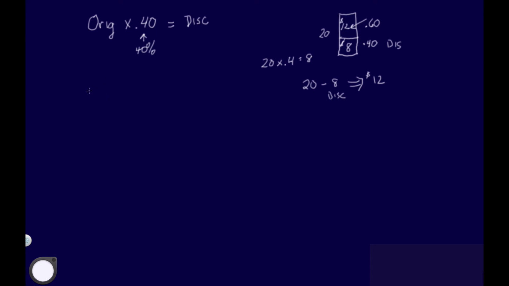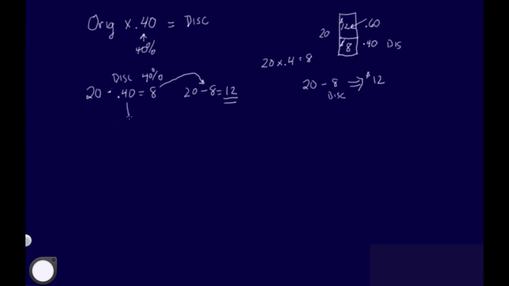Let's assume that our original price, again, was $20, and our discount was 40%. We could multiply this by 0.40, and as we said, we would get 8. That represents the discount amount. If we took the $20 and subtracted the $8, our new price is going to be $12. So this subtracts from our original price, and we get our new discounted price of $12.